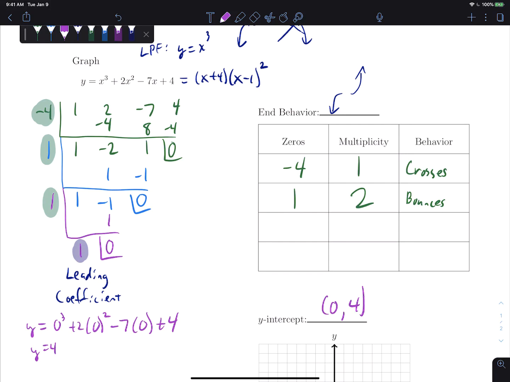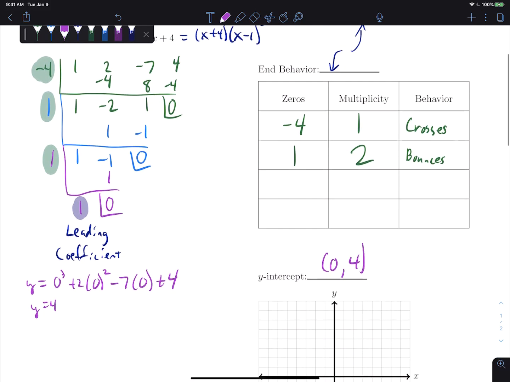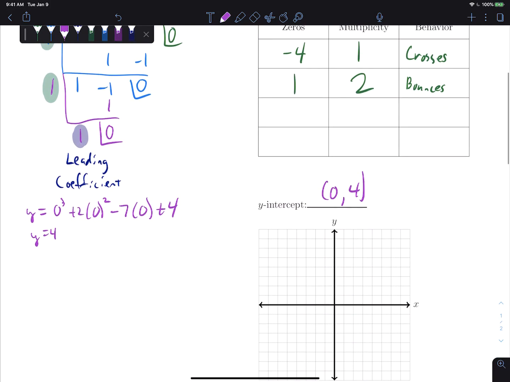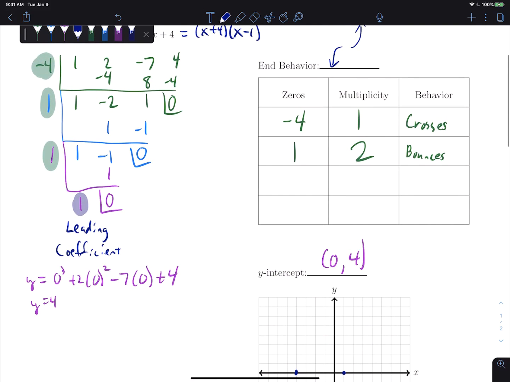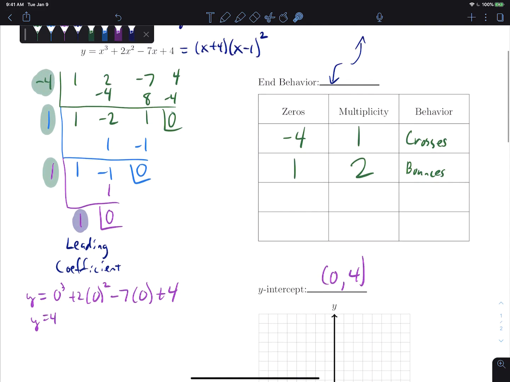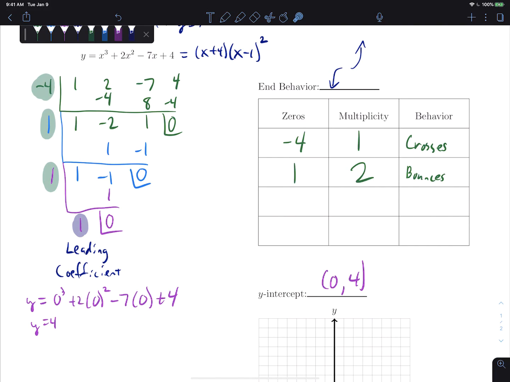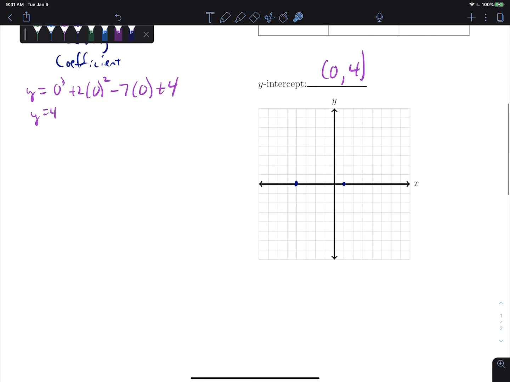Awesome. Now that we have all of this information, we can go ahead and use it. I'm going to plot the zeros first of -4 and positive 1. Fantastic. Now plotting the end behavior. Notice that we're going down to the left and up to the right. So to the left of the first 0, we are going down, and to the right of the last 0, we are going up. Awesome.